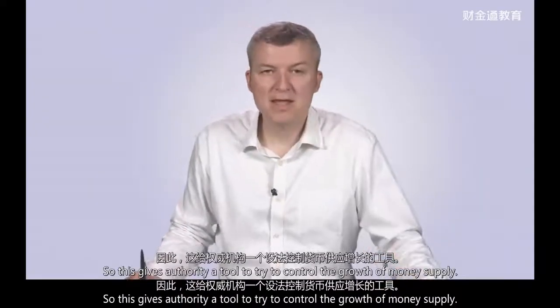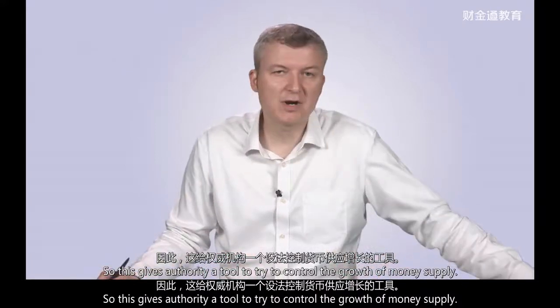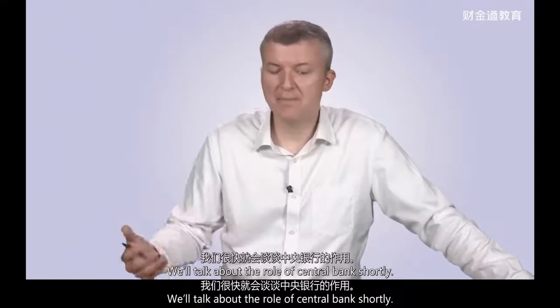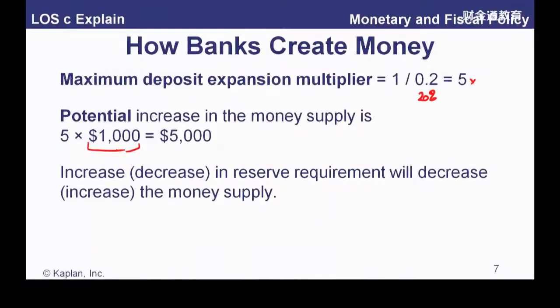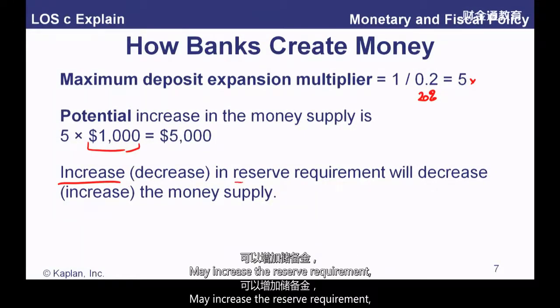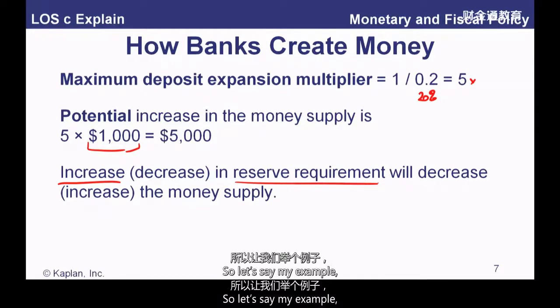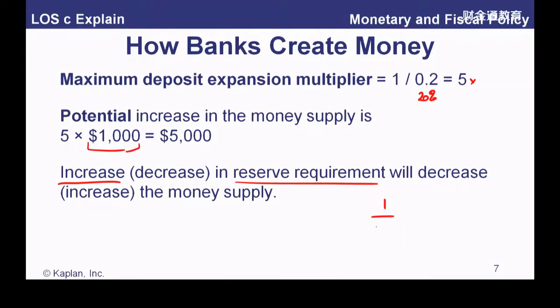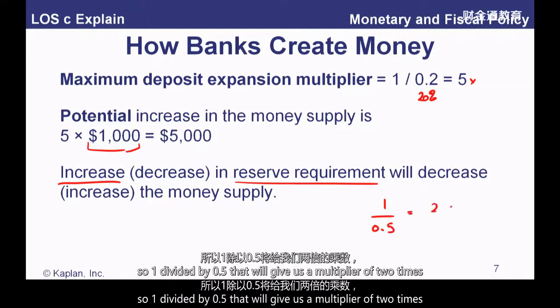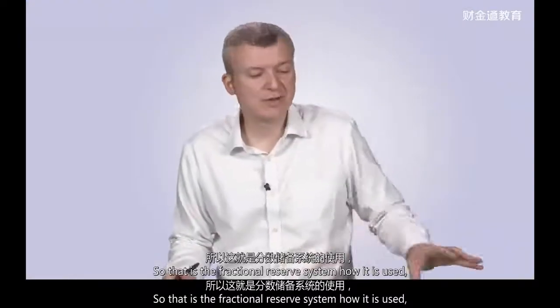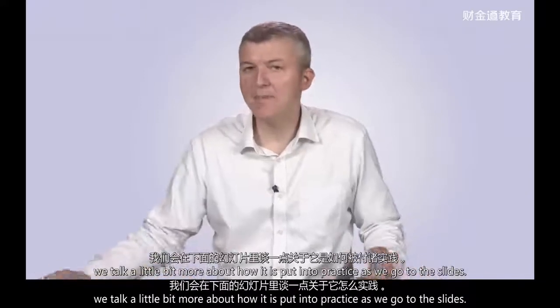So this gives the authorities a tool to try and control the growth of the money supply. So it's decided by the central authority, whoever it might be. We'll talk about the roles of the central bank shortly. May increase the reserve requirement. It's up to them what the reserve requirement is. If they increase that reserve requirement, so let's say in my example, we increase it to 50%, so 1 divided by 0.5, that would give us a multiplier of 2 times and hence decrease the money supply. So that is the fractional reserve system, how it's used. We'll talk a little bit more about how it's put into practice as we go through the slides.